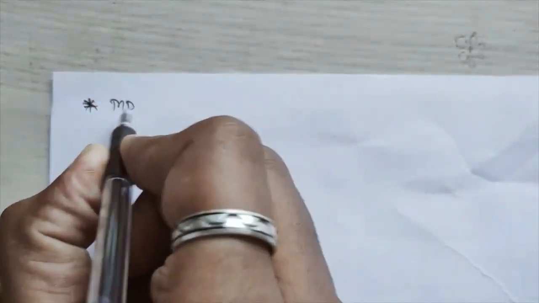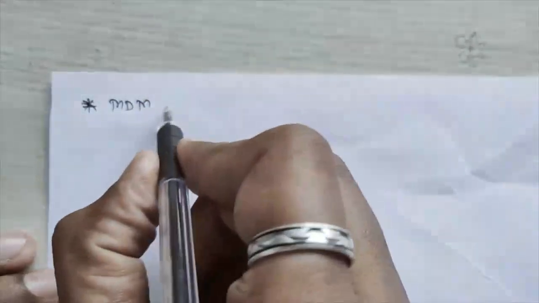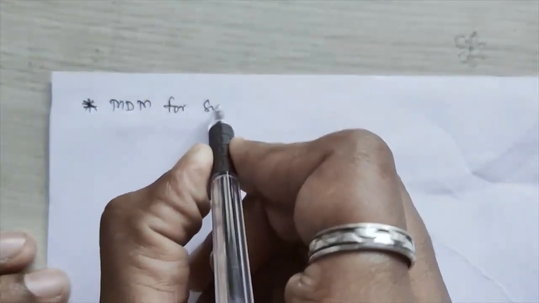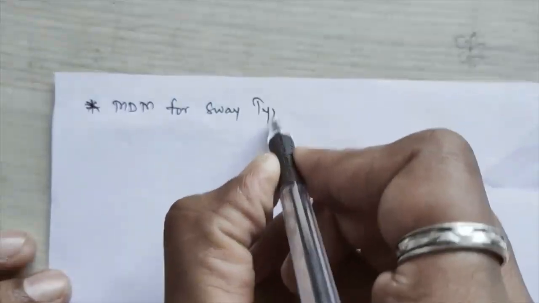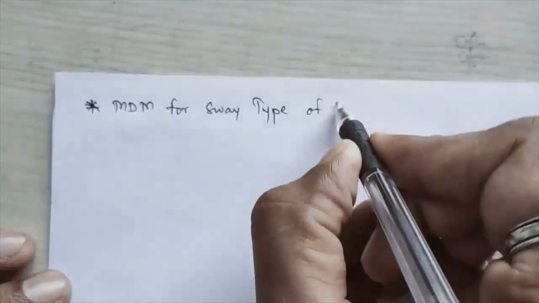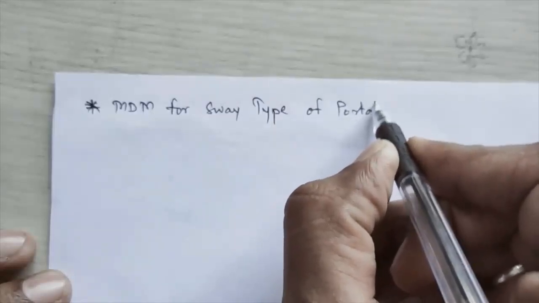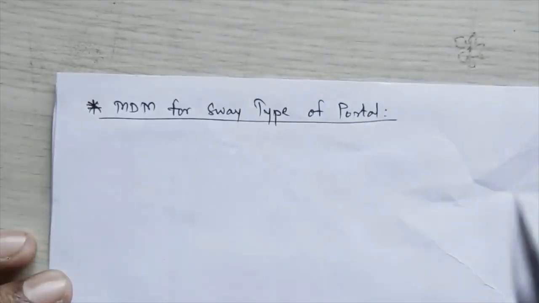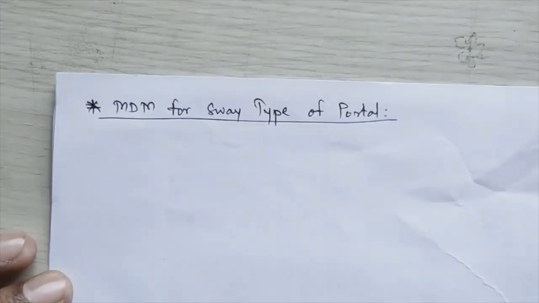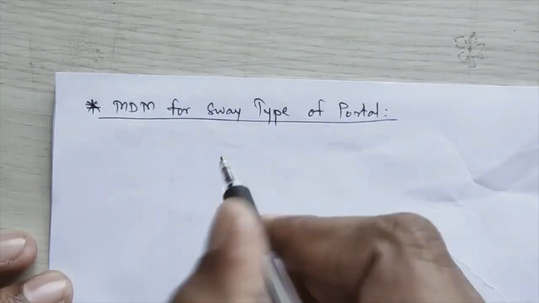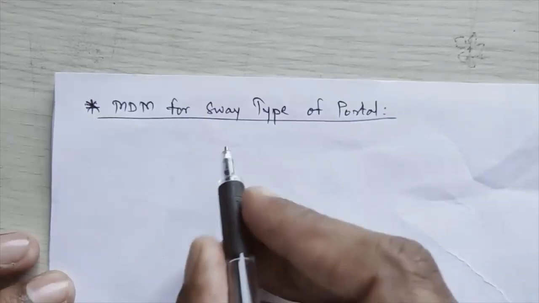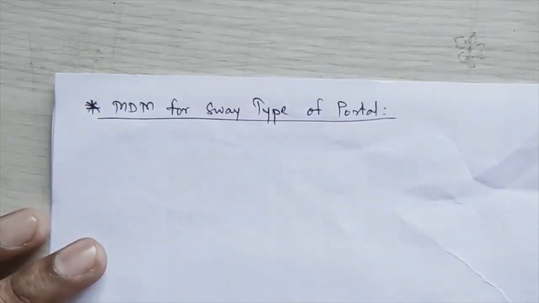So I am writing the heading here: moment distribution method for sway type of portal frame. Now sway frame means what? Which sways due to the wind or earthquake effects over there, or in which swaying effect delta occurs over there. That type of frame is called your sway type of portal frame.